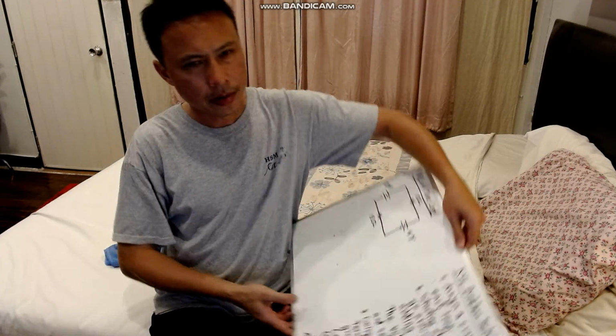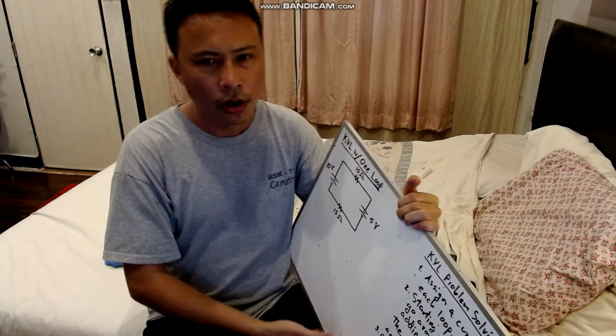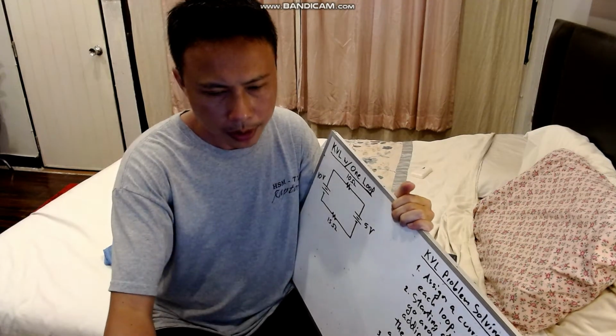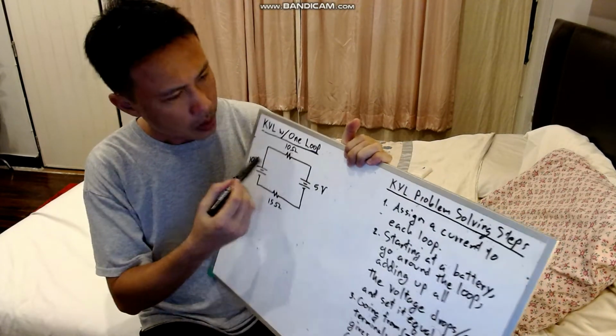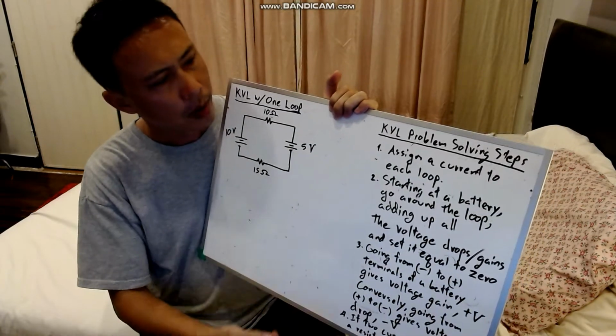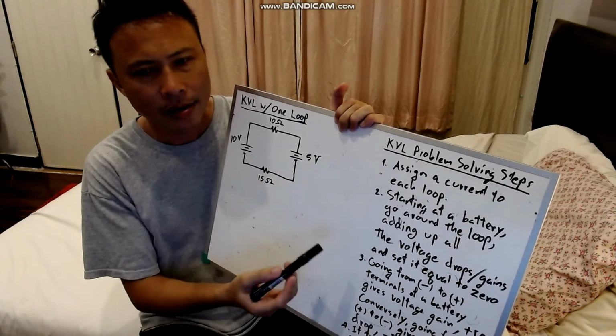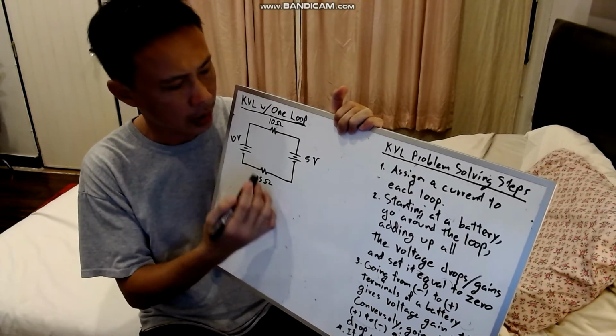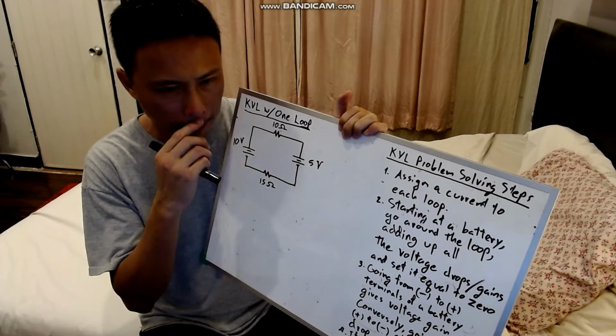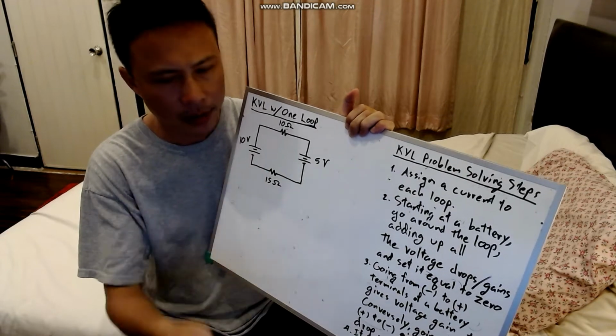Okay, my 8th graders, here's how to do Kirchhoff Voltage Law with one loop. Okay, so here are the steps. So you have a circuit here. First step, assign the current to each loop. You have only one loop here, so there's one current. If you have two loops, it will be two currents.